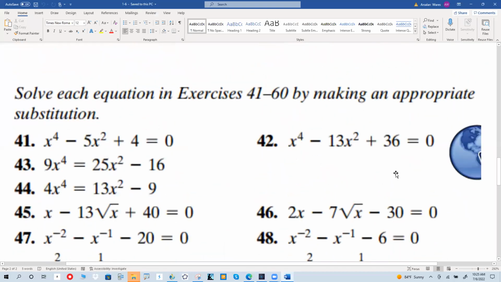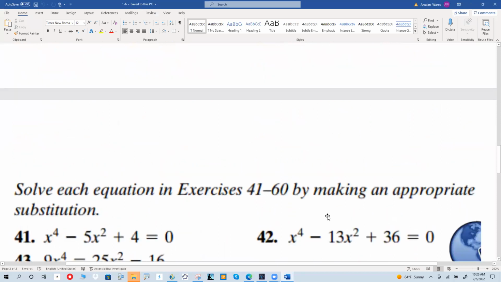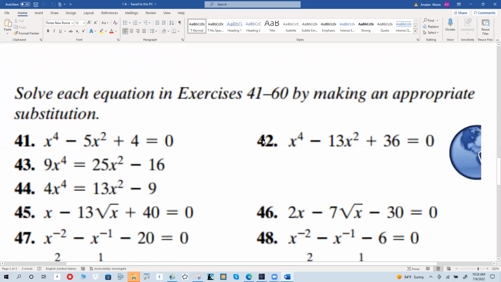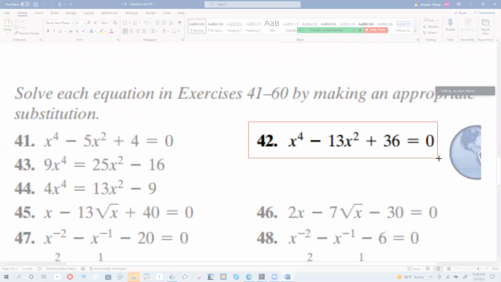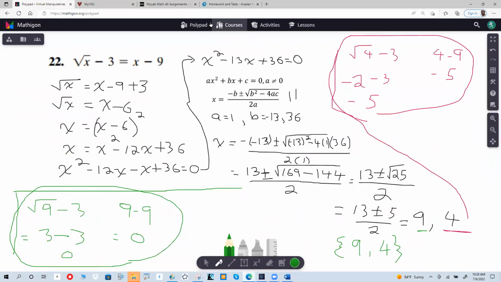It says making appropriate substitution. What is appropriate substitution? Not bad at all, guys. Fairly straightforward. Okay, I'm going to move on.